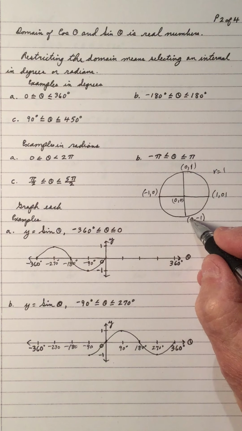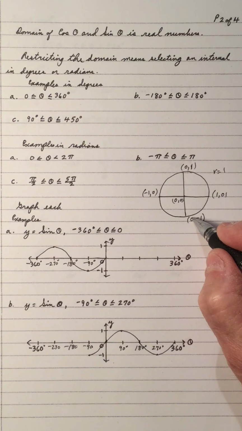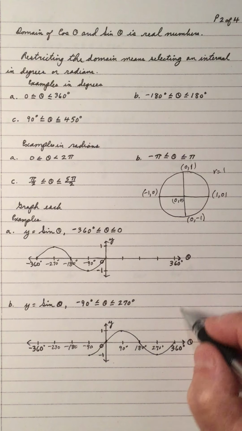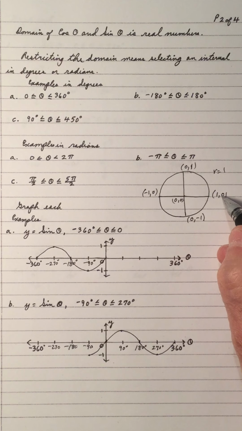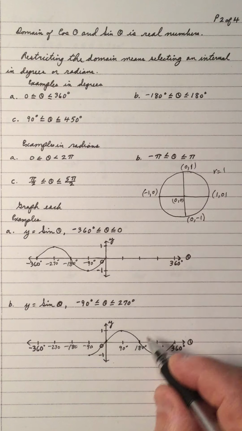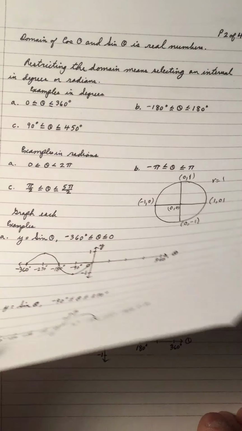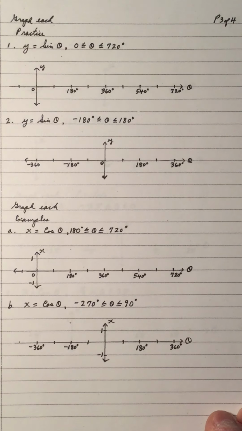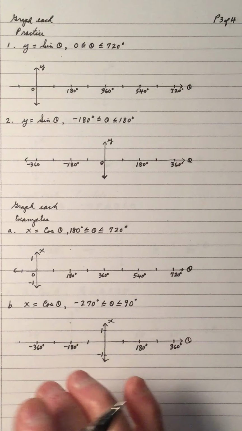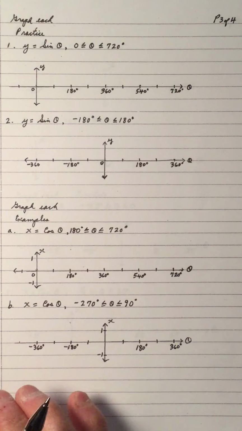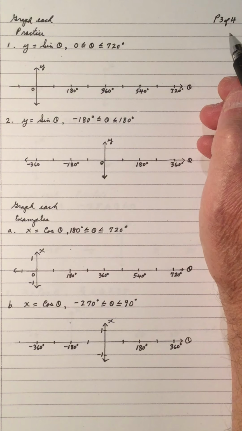270 is negative 1. Perfect. And back to 360, which is here. Y is 0. Sine is 0. So there's the graph. So we're restricting the domain. And the reason I'm practicing that is because when we solve equations and restrict the domain, we'll pick the answers out from certain parts of the graph.